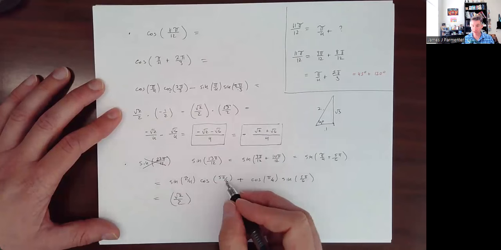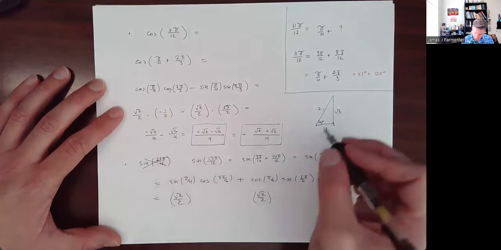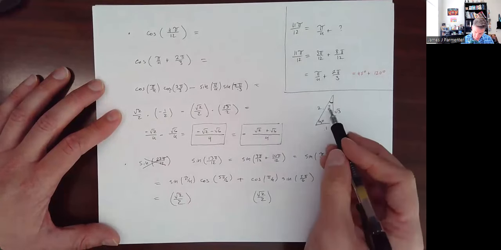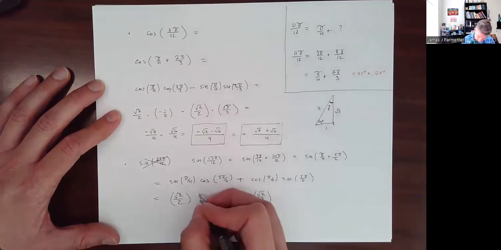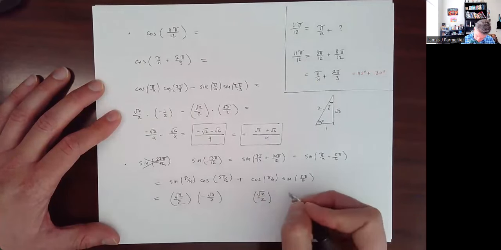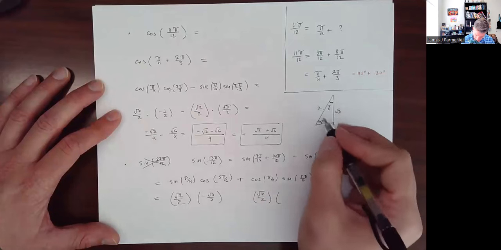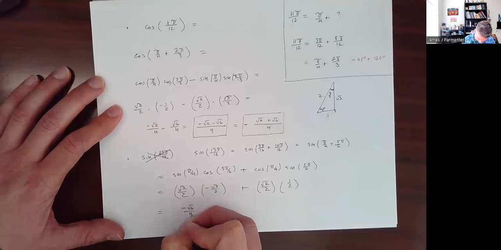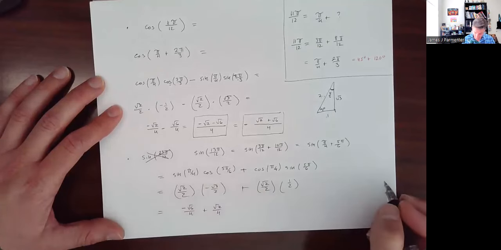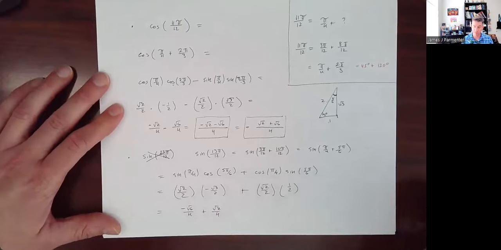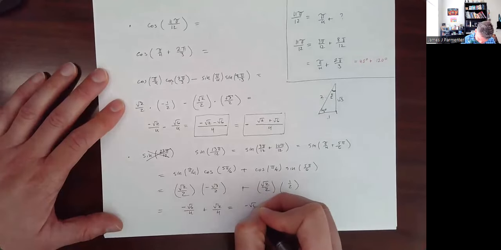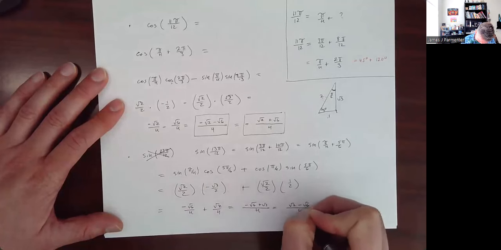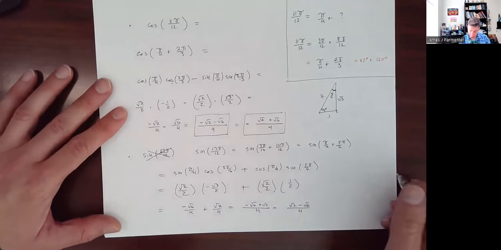5 pi over 6 has pi over 6 as the reference angle, still in quadrant 2. But now I'm looking at this angle here, right? There's my pi over 6 reference angle. Cosine of 5 pi over 6 is negative root 3 over 2 because we're in quadrant 2. Sine of 5 pi over 6 is positive 1/2. This is going to equal negative root 6 over 4 plus root 2 over 4. I would not write it as negative root 6 plus root 2 all over 4. I would write it as root 2 minus root 6 all over 4. If one of them happens to be positive, I would write that one first.